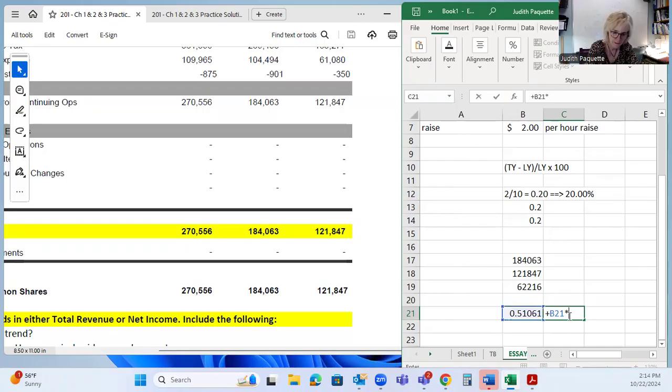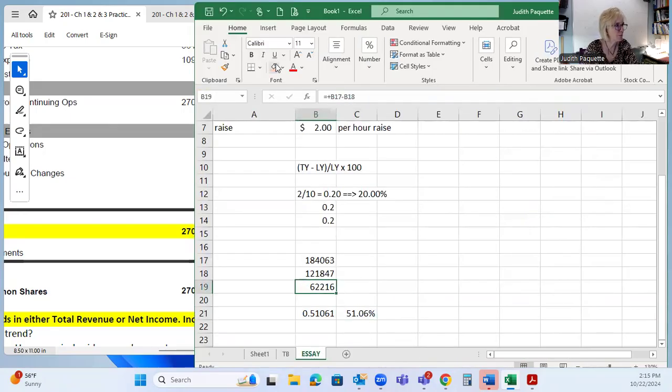Take this number times 100 and you get... why did it do that? Oh, did I mess that up? Take this number and turn it into a percent by multiplying it by 100, and you get 51.06. So the growth rate between 2011 and 2012 was $62,216 or 51.06%. So it was a pretty huge growth rate, 51%, for net income.